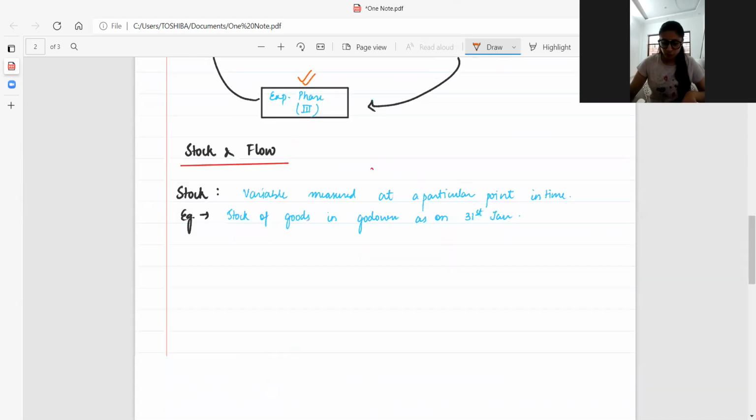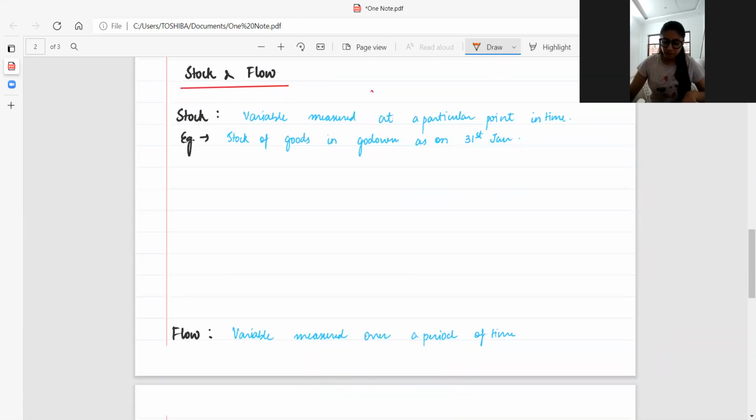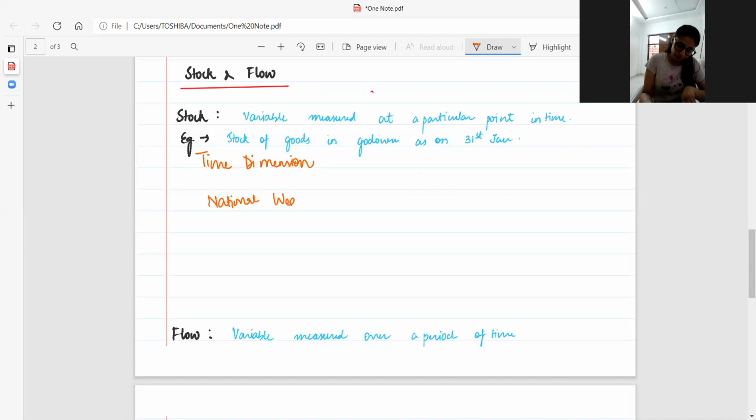I'll discuss one more concept here: stock and flow. Stock is a variable which is measured at a particular point in time. So when I say that we have stock of goods in godown as on 31st Jan, this is measured on a particular point in time. So it's a stock variable. So that is time dimension involved here. If I say national wealth, or money supply, if you ask me today what is the national wealth of India, I can tell you this figure. If you ask me what is the money supply, I can tell you this figure. So these are stock variables which are measured at a particular point in time.